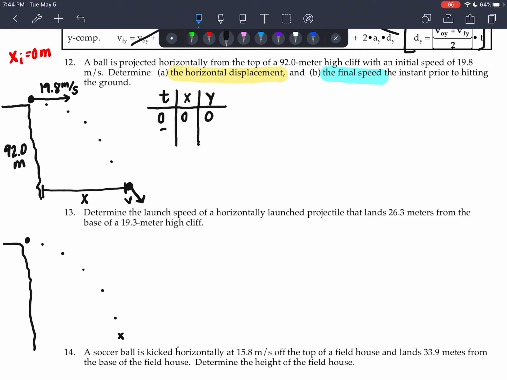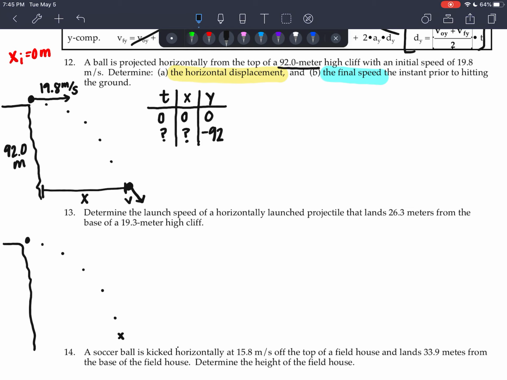What I really need to figure out is what my time is going to be when this ball hits the ground. If I can figure out my time, that's going to help me figure out this x position, and that may help me figure out my final speed. But I'm just going in order. I want to figure out my horizontal displacement, which is this x position at that unknown time. I don't know what x is right off the bat, but I do know what my final y position is going to be. When it reaches the ground, it will have fallen all the way from the top of the cliff, a full 92 meters. So my y position is technically going to be negative 92 meters.